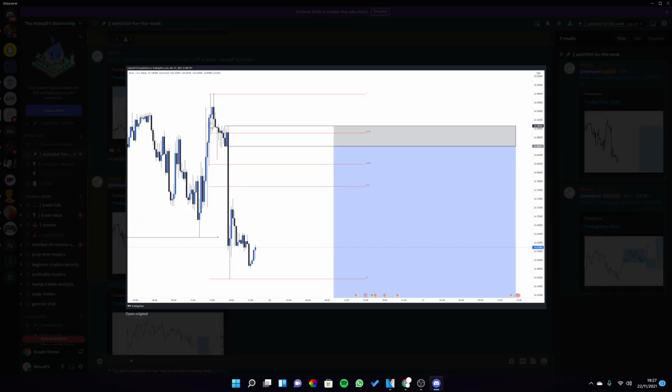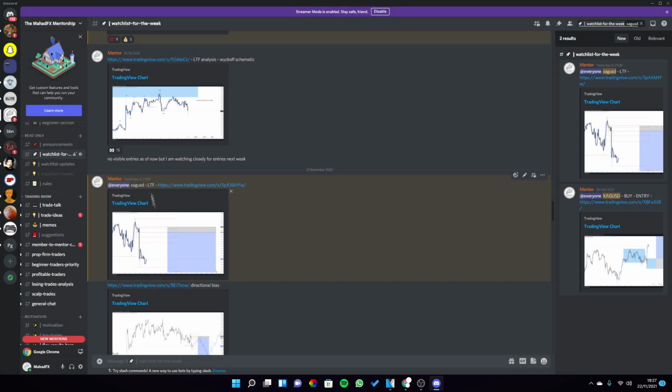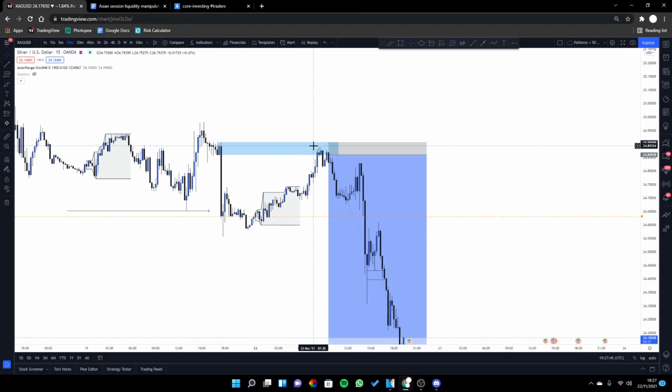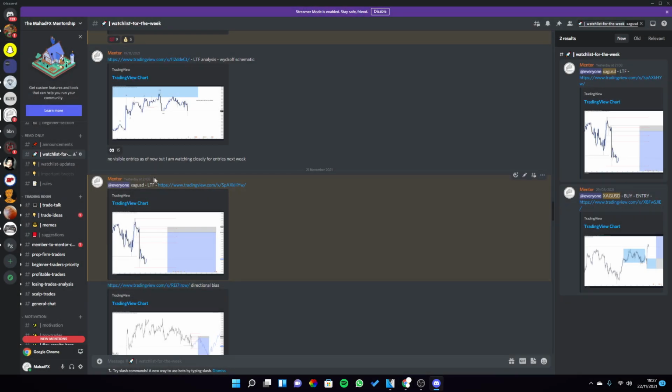This trade was sent to the group chat. As you can see, I had this 15-minute area marked out, tapped perfectly, and then it has been dropping ever since. I sent this out yesterday at 9 p.m.